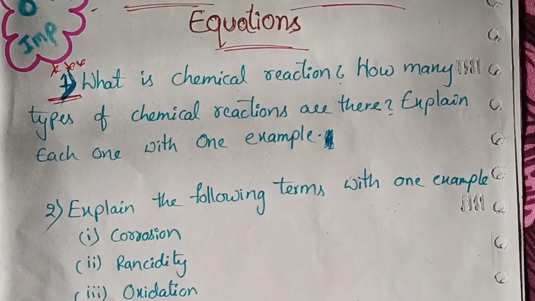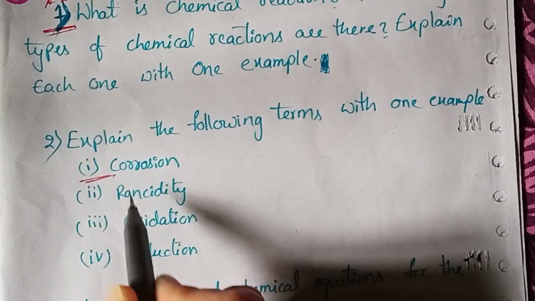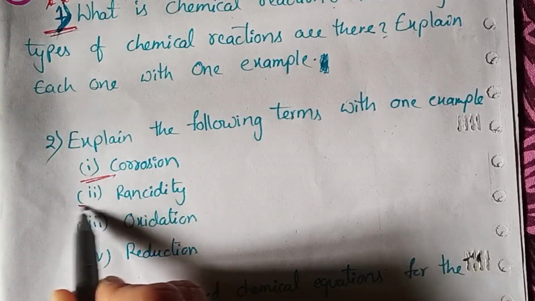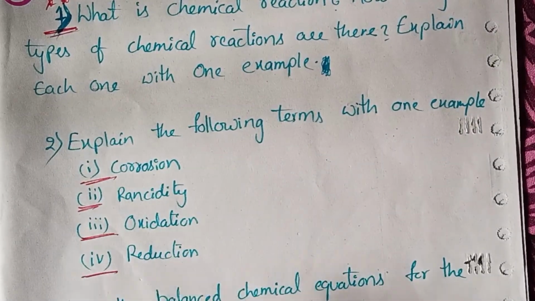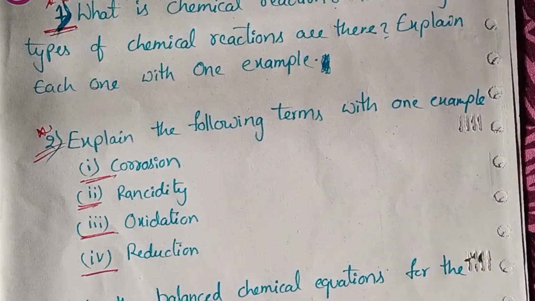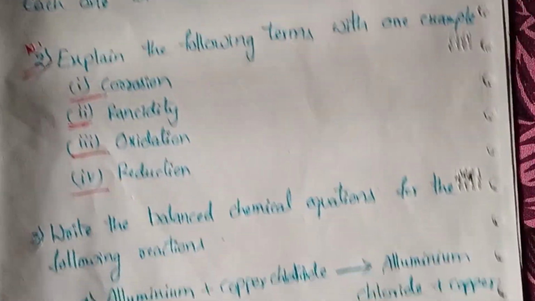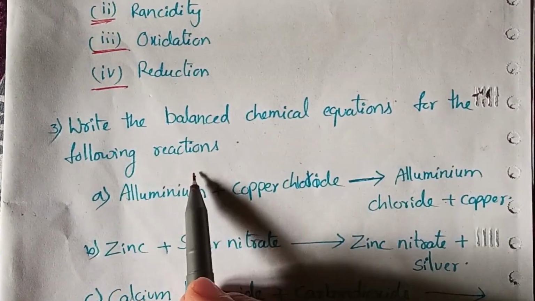And second one is, explain the following terms with one example. First one is corrosion. Second one, rancidity. Third one, oxidation. And fourth one is reduction. Okay, so this is also important. Mark it. Okay, next, third one is, write the balanced chemical equations for the following reactions.